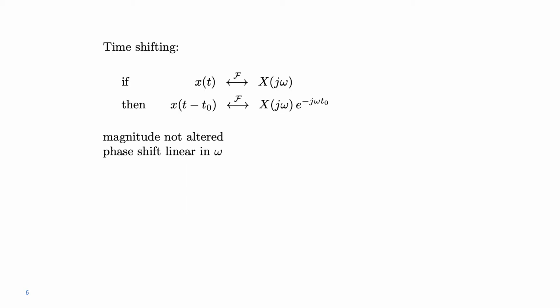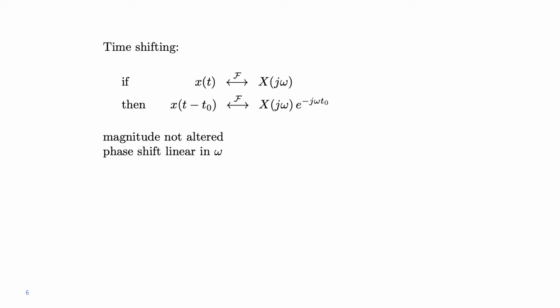Let's now move on to time shifting. So what happens in this case? Imagine you have a signal x of t with Fourier transform x of j omega, and then you apply a time shift to the signal x. So you get x of t minus t0. t0 could be positive or negative, it doesn't matter. So you have a time shift. Then the Fourier transform of this time shifted signal is the same Fourier transform of the original one, but multiplied by the complex exponential e^(-j omega t0), where t0 is the shift amount. And that can also be positive or negative, right?